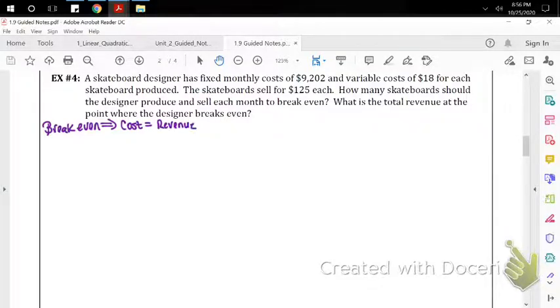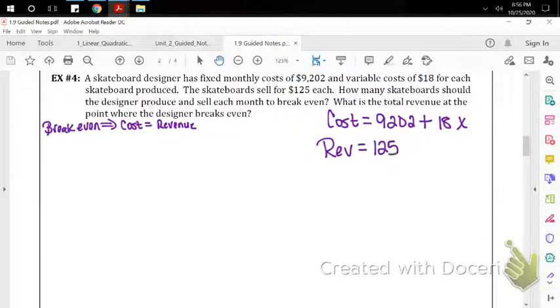Alright, well, let's see what we know about these. So I'm going to come over here on the side and let's talk about the cost. Well, the cost, it says, is a fixed monthly cost of $9,202 plus a variable cost of $18 for each skateboard. The revenue is, remember, the price times however many. So it says the skateboards will sell for $125 each. So the revenue is 125x.